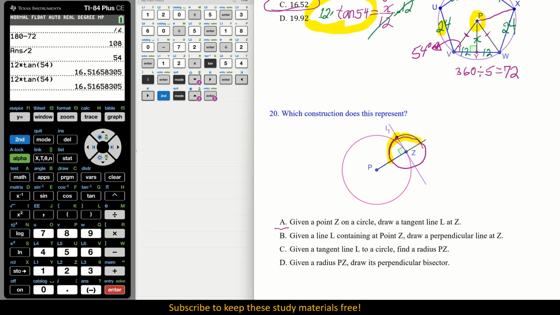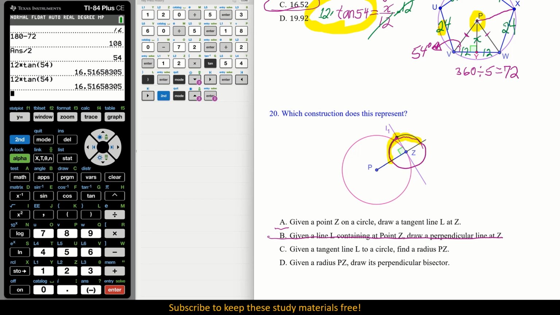That could be it. B, given a line L containing the point Z. No, you can't. That's kind of backwards. It says draw the perpendicular line to Z. No, you have to have that circle involved. Circles together are a huge part of construction and constructing those circles and half circles. So no, I'm going to say that won't work. That isn't viable. Let's look at C.